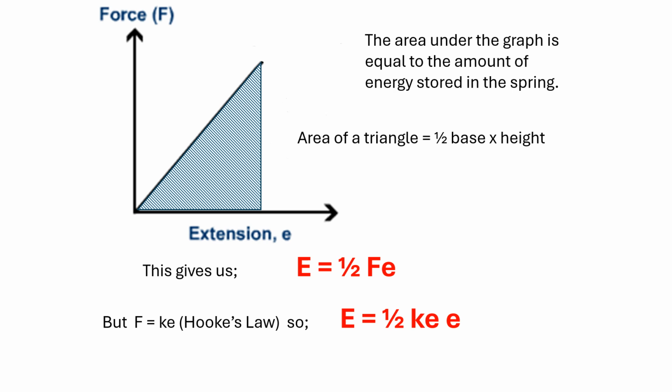However, from our Hooke's law equation, we know that F is equal to Ke, the spring constant times the extension. So that gives us that the energy stored is a half times K times E times E, otherwise known as a half Ke squared. And that is the equation for energy stored in a spring that we first introduced you to back in Year 10.